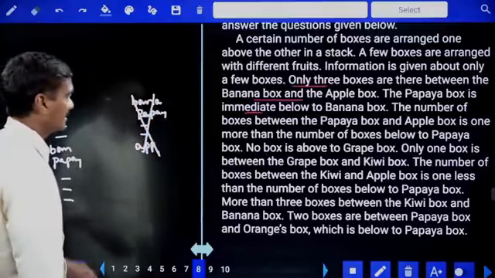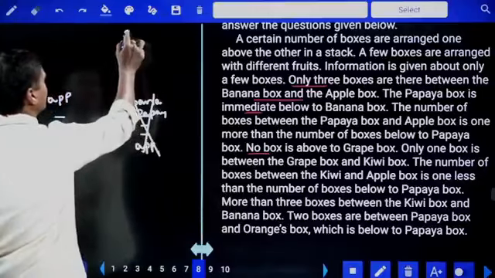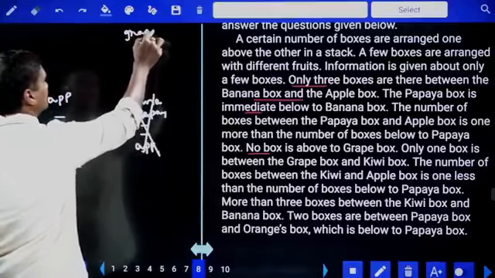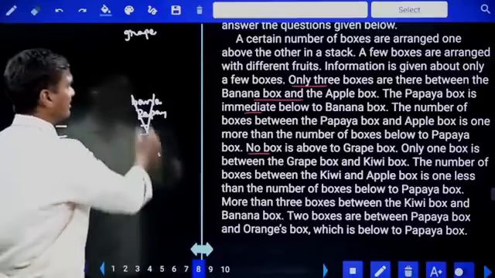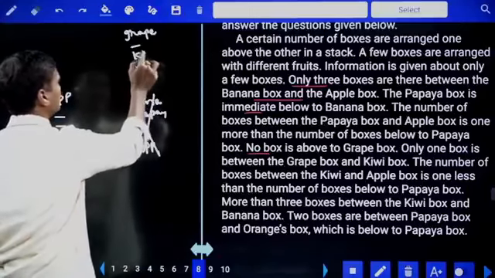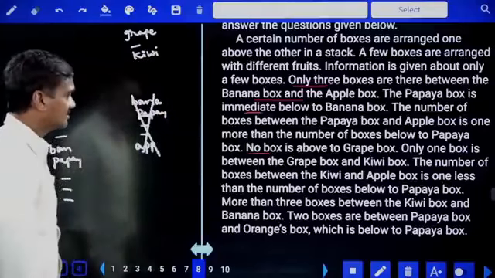Then and next one, no box is above the grape box. Hence grape must be at the top. And only one box between grape and kiwi. Hence between grape and kiwi there must be exactly 1. Kiwi is third from the top.